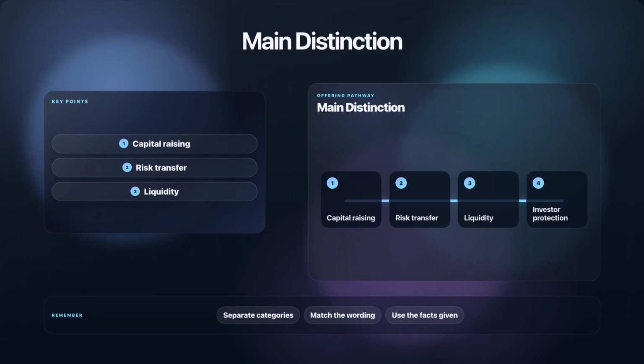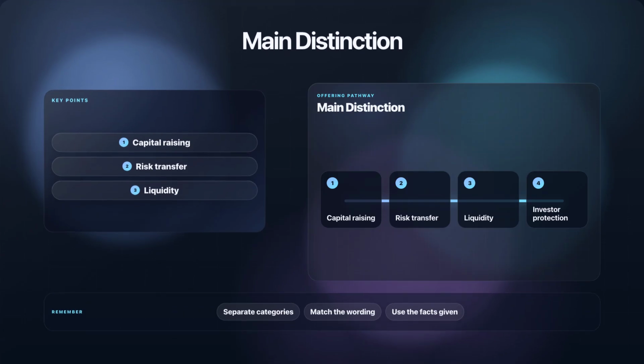The main distinction to remember is this: capital raising. Also remember risk transfer. SIE distractors often sound familiar, but the correct answer depends on the exact category described in the question.